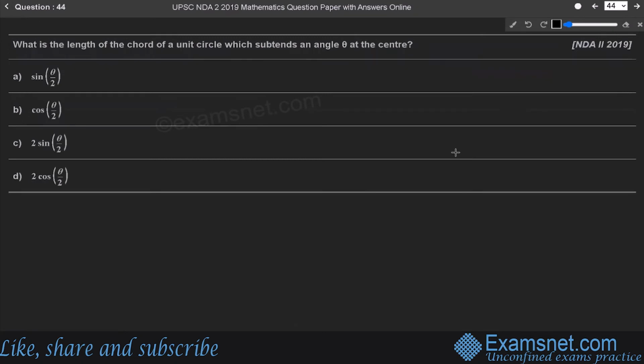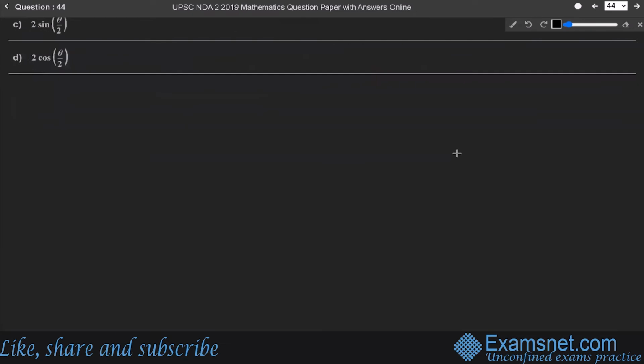Next question is, what is the length of the chord of a unit circle which subtends an angle theta at the center? So first, let us understand the basic diagram of this question. Consider this as the required circle. Let this be the center and let this be the required triangle.